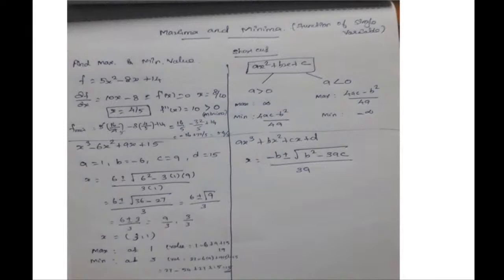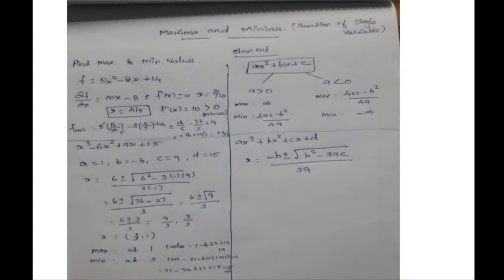The minimum point is 4 by 5. While substituting that, we can get the minimum value. Sorry, the minimum value is 54 by 5. Here the maximum value is infinity.